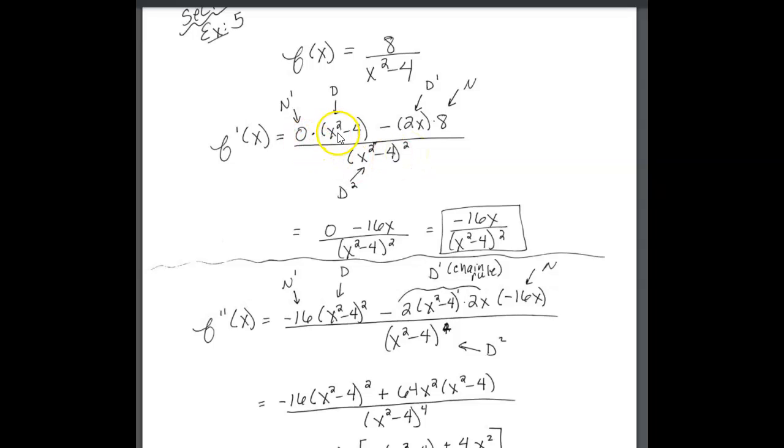So 0 times the x squared minus 4 is just 0. And then we have minus 2x times 8, which is 16x. We get 0 minus 16x on the top, which is just negative 16x. And the bottom we're going to leave like this, x squared minus 4, squared. So that's how they get the f prime.